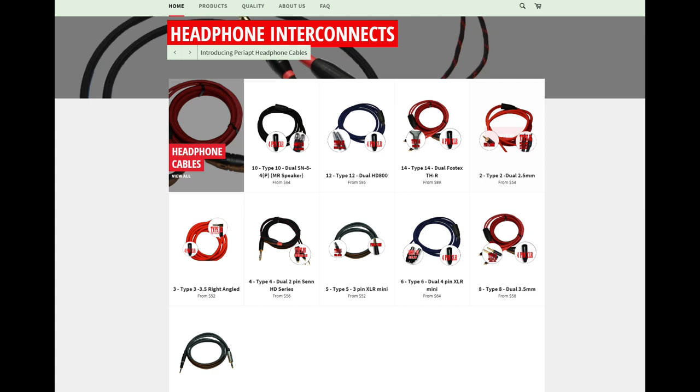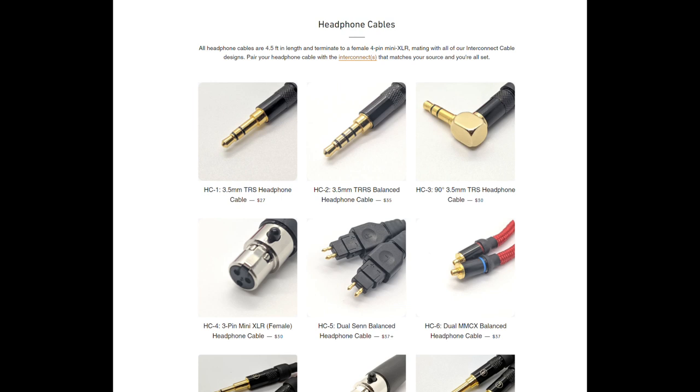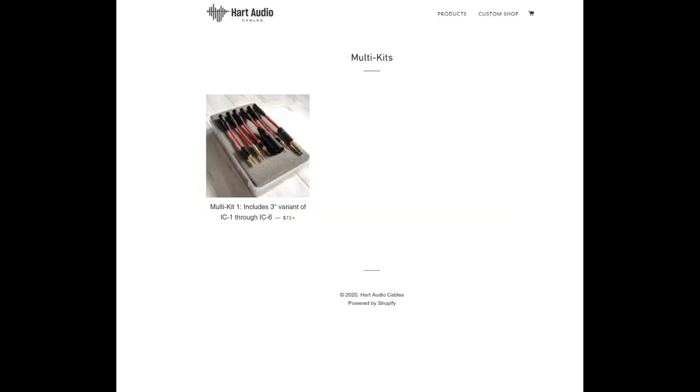There is a clear alternative now to both Amazon and eBay and PeriApt. It's called Hart Audio Cables. They have two very unique attributes that distinguish them from every other cable manufacturer. First, their hand-built cables cost between $27 and $37, and by the way, all built in the United States. Second, they have an interconnect system that is paired with all of their cables. Each interconnect costs between $12 and $17, or you can buy a kit with all their interconnects for about $75.